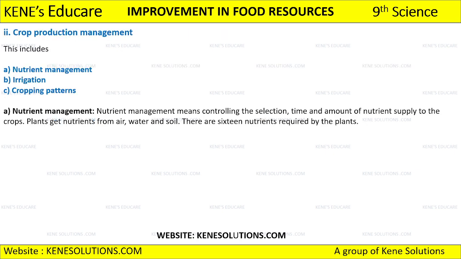After this, we discussed crop production management, which is the second part that we need to focus on for improving the crop variety, right? So crop production management includes three different stages. First is nutrient management. We have to ensure that nutrient management is done properly. Secondly, it's irrigation. And lastly, cropping pattern.